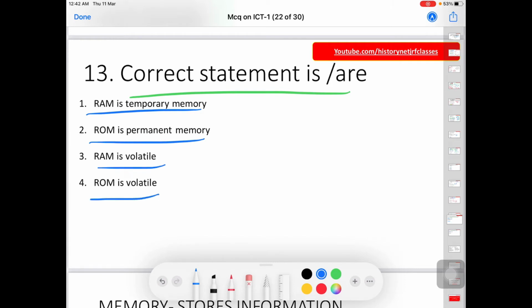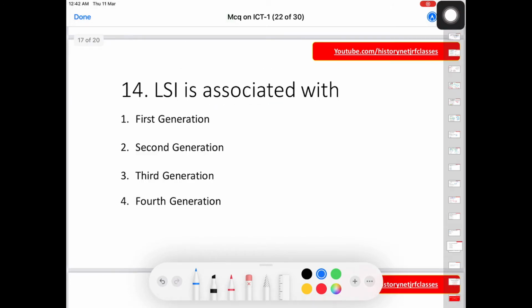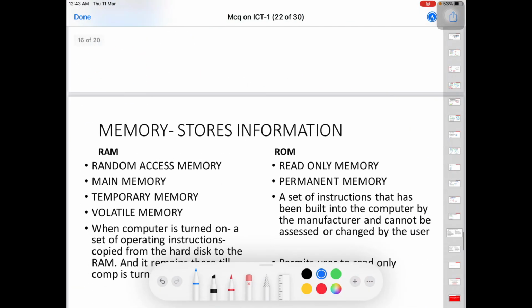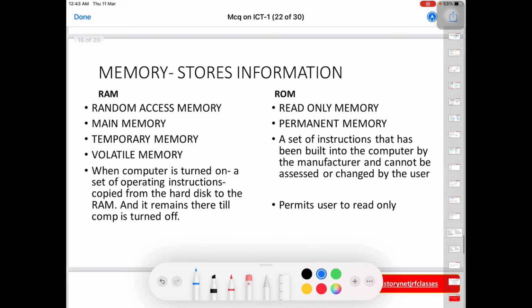And it is very important, you will always have questions from RAM, ROM in the context of volatile, non-volatile, main memory, permanent memory or temporary memory. So before answering these questions, we will have some discussion about them. So here we have another slide which talks about RAM and ROM. So first thing is that memory is something which stores information. Okay, memory is a storage house where information is stored.